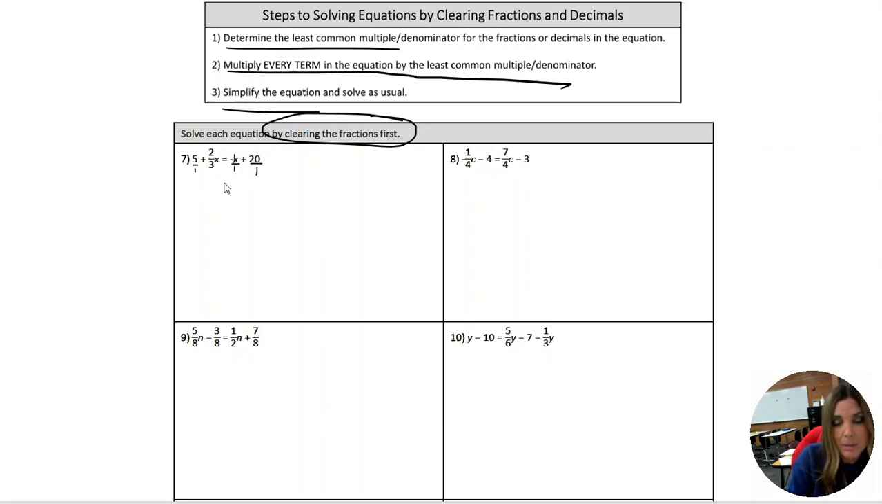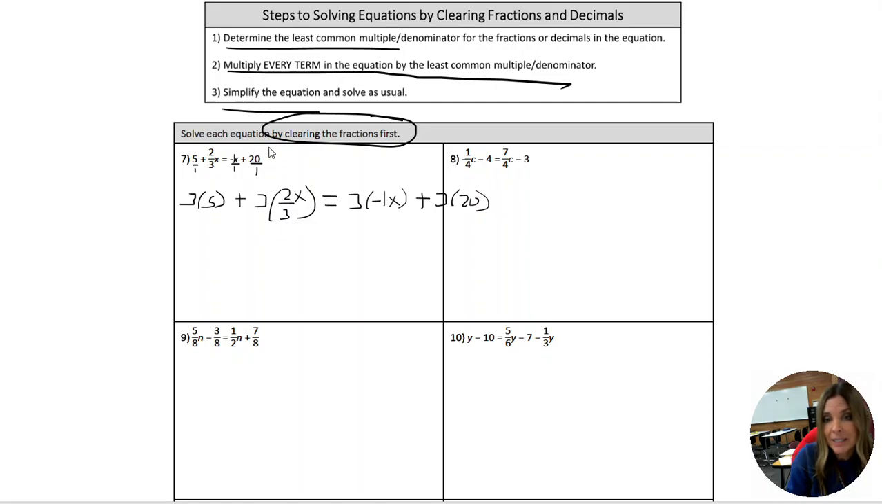So the least common multiple between 1 and 3 is going to be a 3. So I'm going to take and multiply the 5 by a 3. And I'm going to multiply the 2/3 x by a 3. And I'm going to multiply the -1x by a 3. And I'm also going to multiply the 20 by a 3. So the trick about this is every single term in the equation has to be multiplied by that least common multiple, even the ones that don't have a fraction.